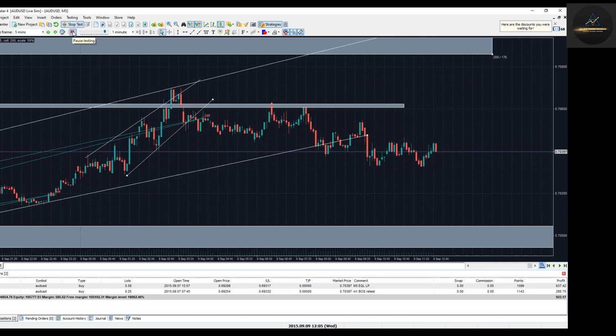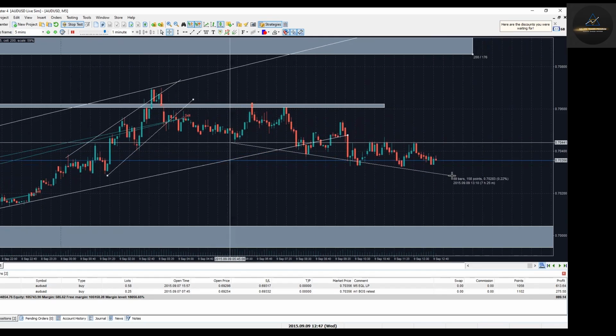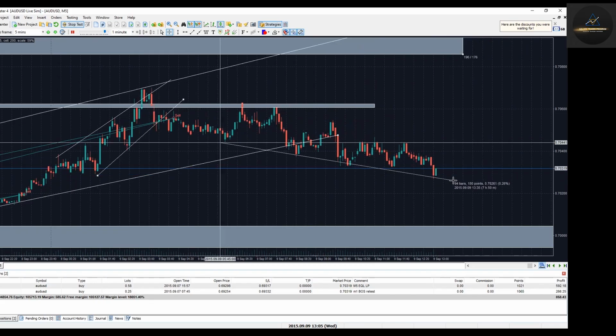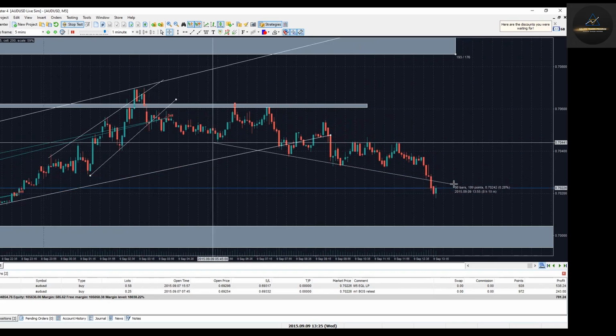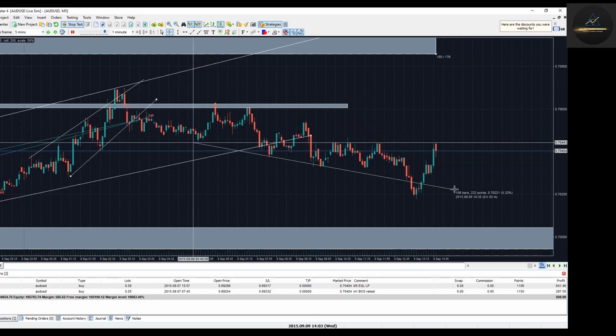Do we see a pattern forming potentially here? You see that pattern? Is it going to get respected? No, didn't get respected. Yes, it did. There's your boomerang.